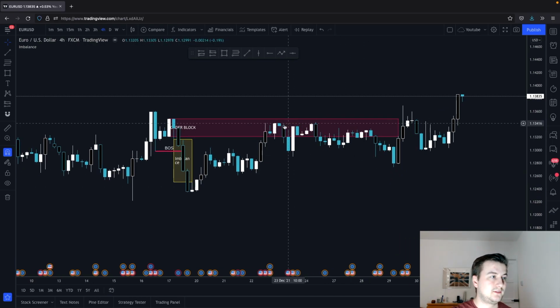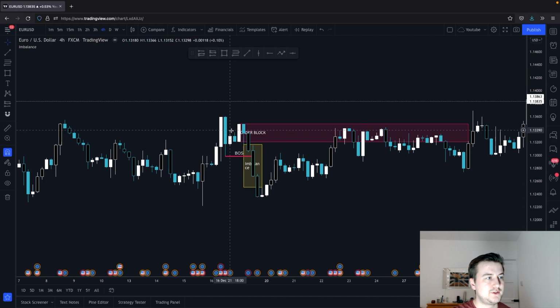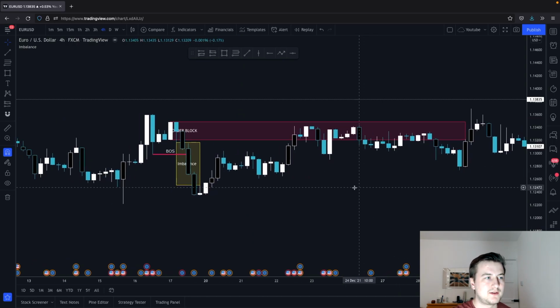So that's the concept of an order block. Just a quick recap: imbalance on a strong push, and the strong push needs to also give a break of structure, and then you're looking for the last up move before the big push down move, right?